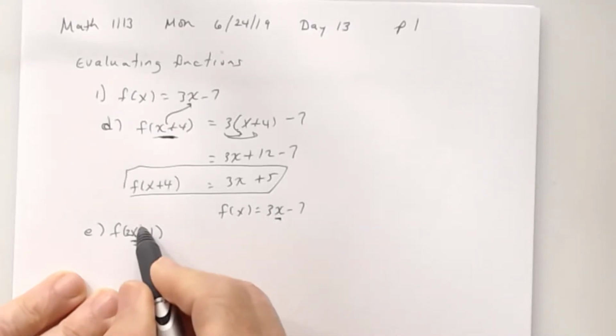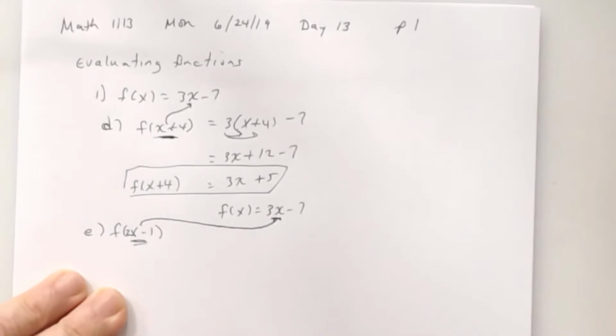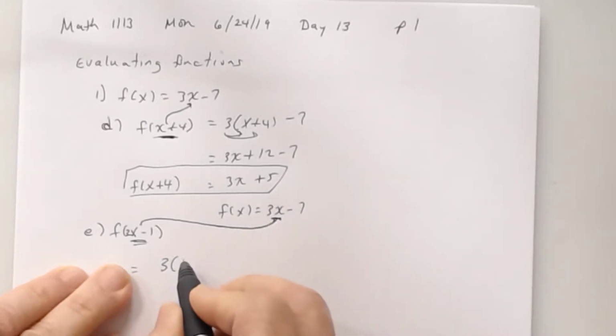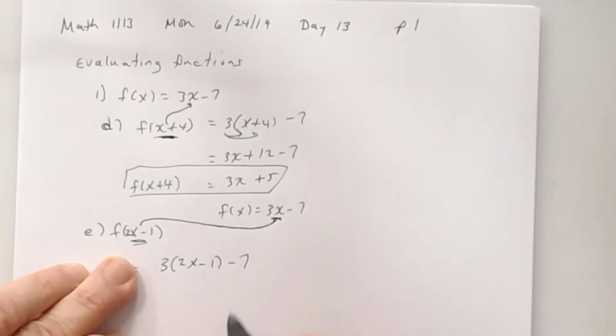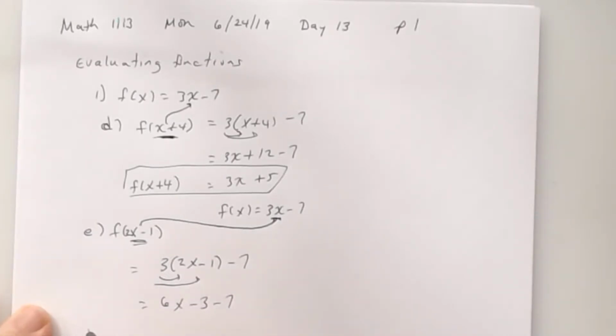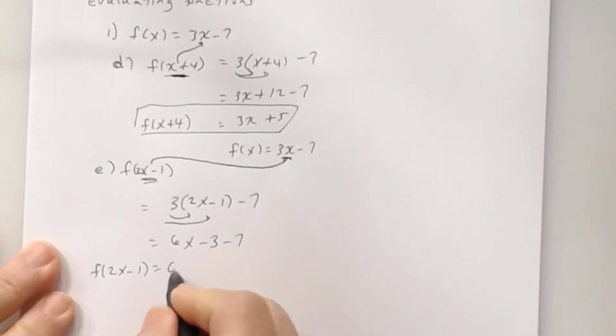2x minus 1. So underline if you've got to, and then draw a circle and an arrow to that variable x. And so then this becomes 3 times x, and what does x become? 2x minus 1, and then minus 7. And so distributing, I get 6x minus 3 minus 7. So therefore, f of 2x minus 1 equals what expression? 6x minus 10.